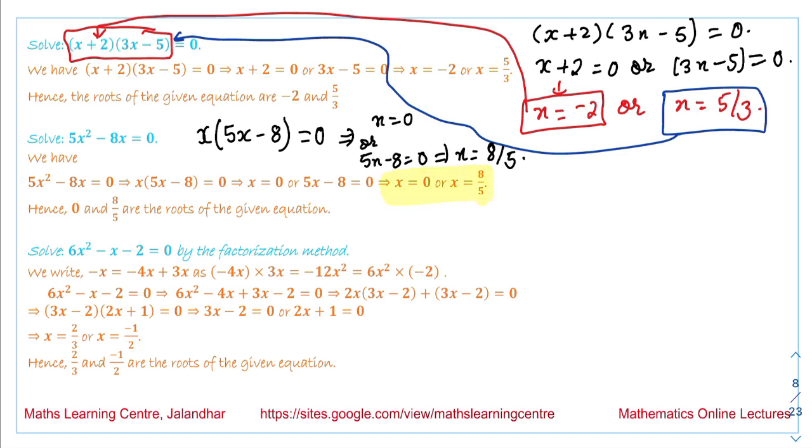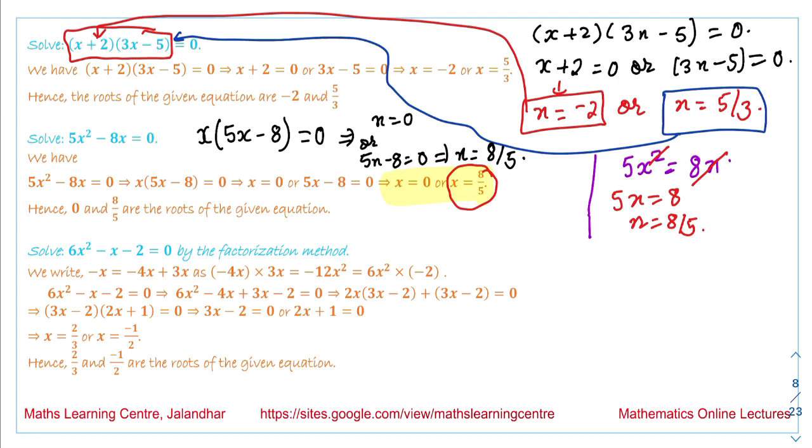An important thing to note over here is that sometimes what students do, they solve this question in this form, that it is 5x square is equal to 8x. The next step they do is they cancel this x with this x, and the answer you get is 5x is equal to 8. So x is equal to 8 by 5. So basically you are getting only one root over here.